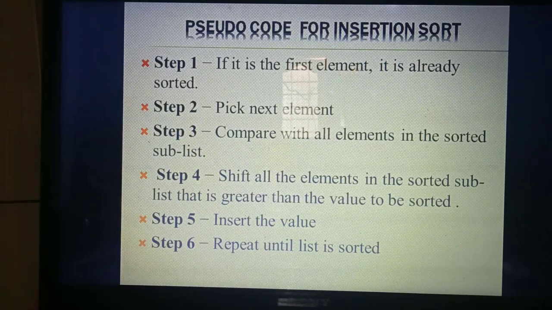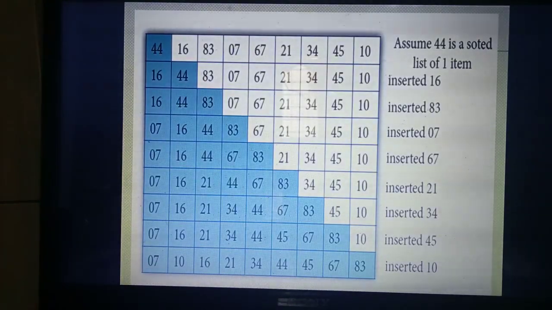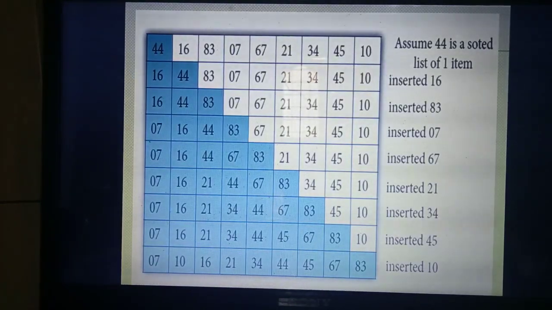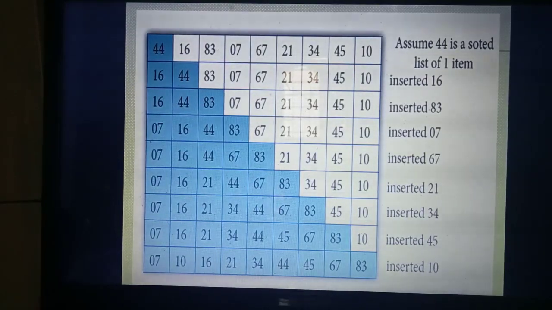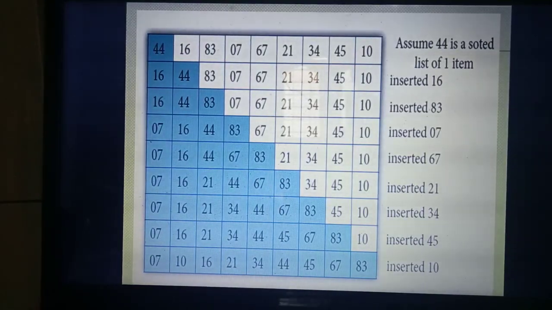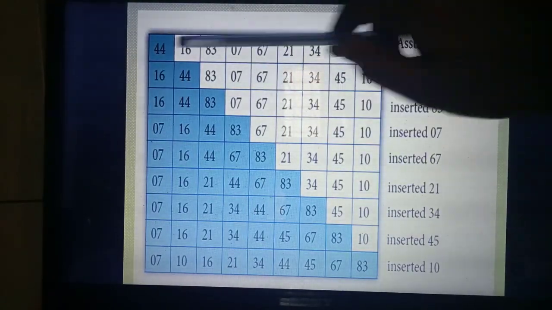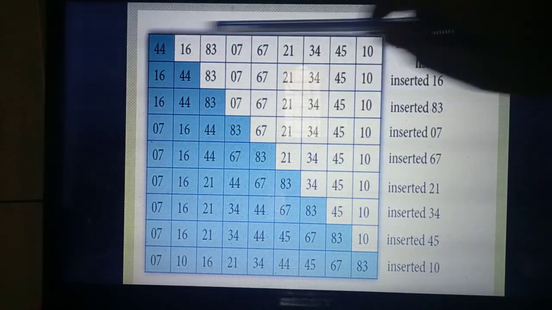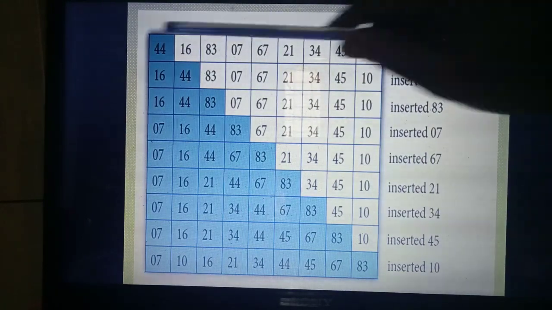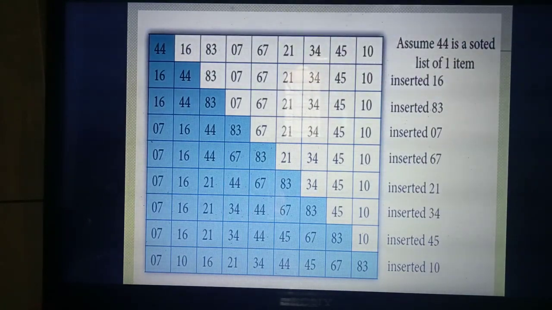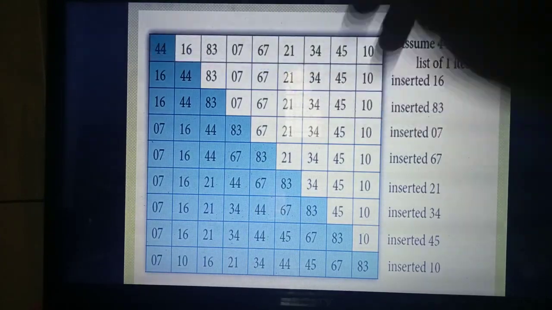Understand? Yes. So this is the example. Listen carefully. If you study this example thoroughly, you can write the pseudocode and definition by your own words. This is the element stored in the list. Consider the first row here only. This is the element. Assume the first element is 44.